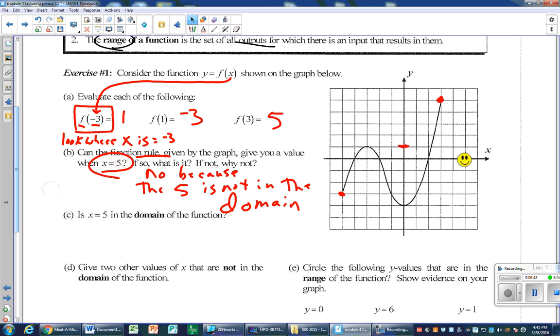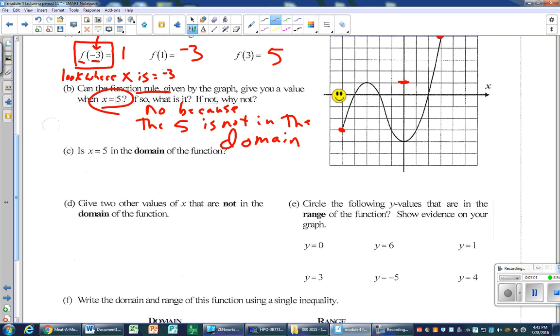Can't plug it in because there's nothing above or below that. Nope, can't plug it in. We can only plug in numbers from here to there. From here to there. Input and output. Is x equaling 5 in the domain of the function? I just said it. What is it? No, it's not. It's not in the domain.